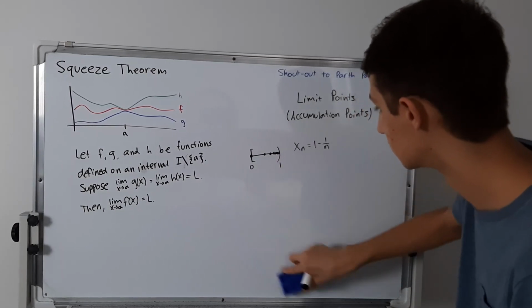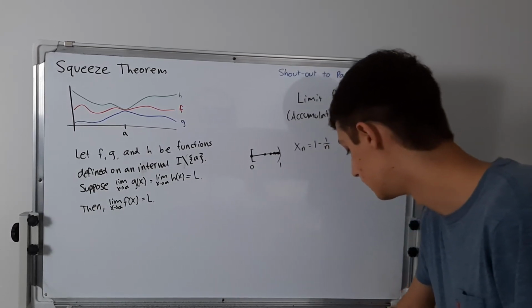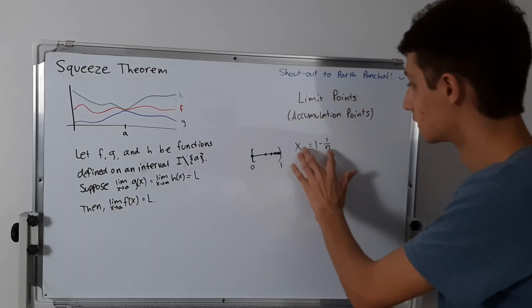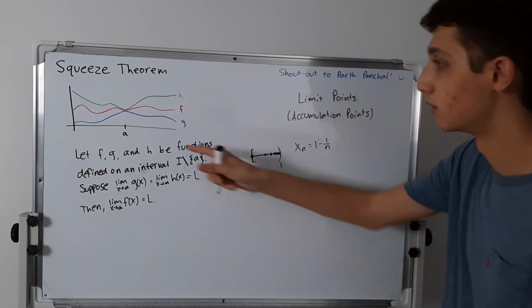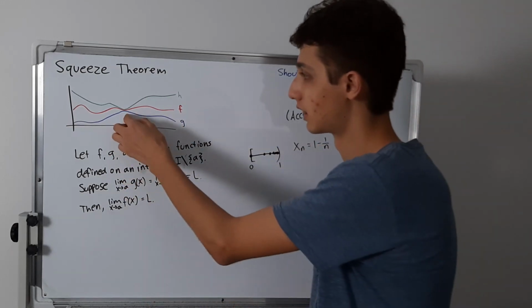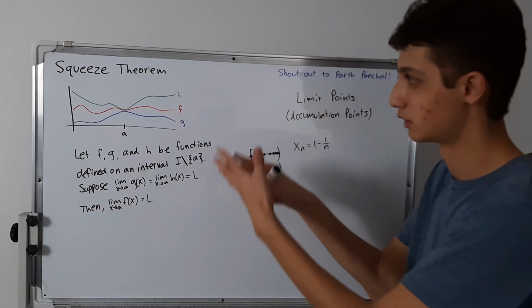It just goes very, very close. So 1 is an accumulation point for this interval and this sequence. You can think of everything getting super close together and just accumulating there.